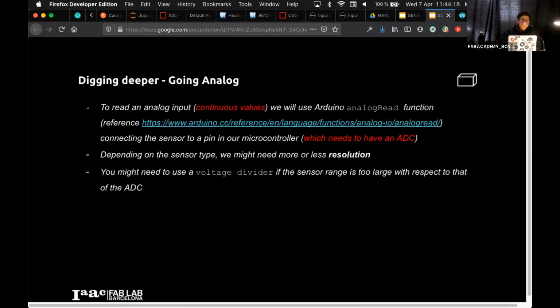And of course, depending on the type of sensor, we will need more or less resolution. One final topic is that sometimes the signals won't fit into the possibilities that we can use on our microcontroller. For instance, we might want to read a signal that goes from 0 to 12 volts with a microcontroller that only has 0 to 3.3. And for that, we will use a voltage divider that I will explain in a second.